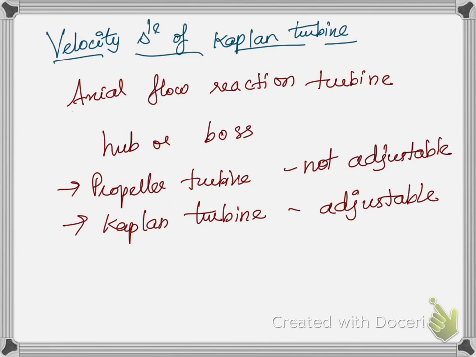There are two important types of axial flow turbine: one is the propeller turbine and the other is the Kaplan turbine. In a propeller turbine, vanes are fixed to the hub and cannot be adjusted, and that kind of turbine is known as a propeller turbine. If the vanes on the hub are adjustable, then that is the Kaplan turbine. Now we'll move on to how to draw the velocity triangle of a Kaplan turbine.